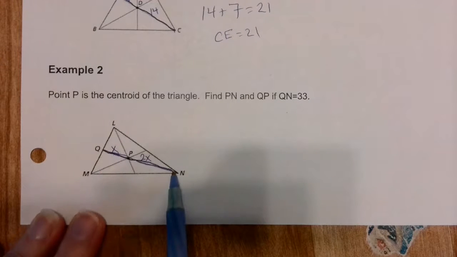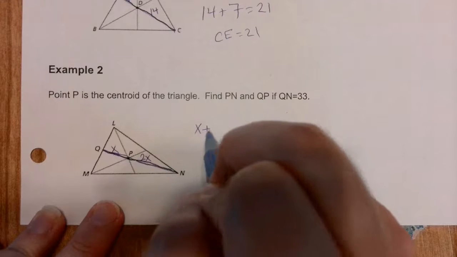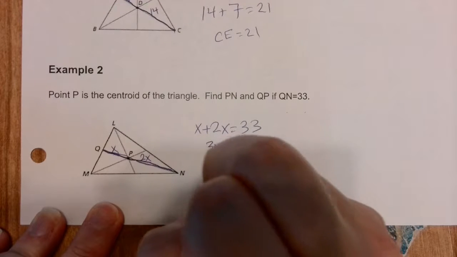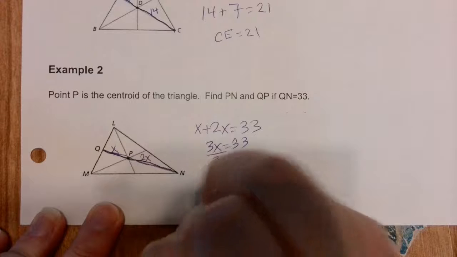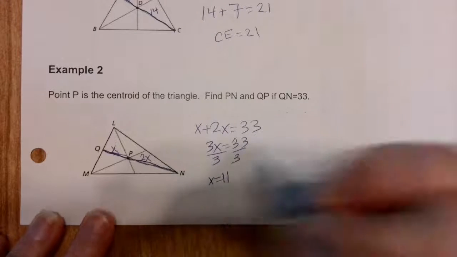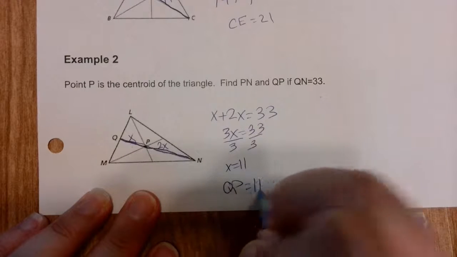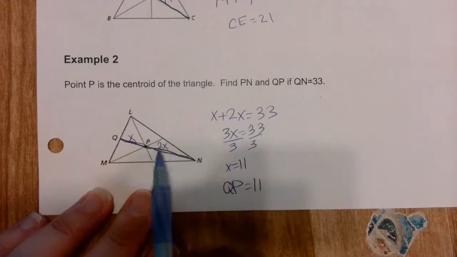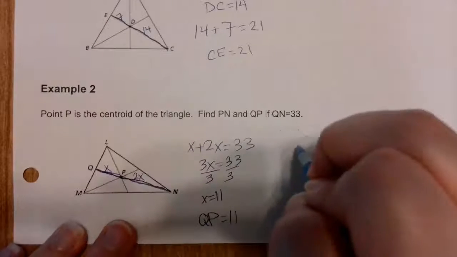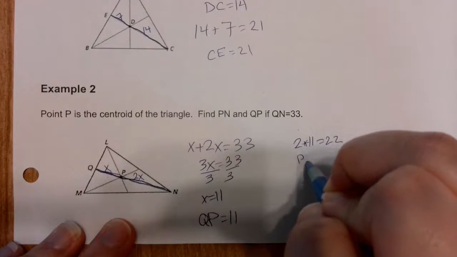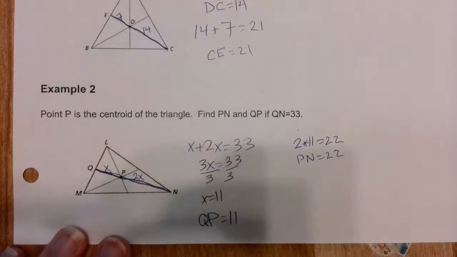And then we know the whole length, when you add them, X plus 2X is the 33. So 3X equals 33. Divide both sides by 3, and X equals 11. So QP is 11. PN is twice that. So 2 times 11 is 22. So PN equals 22. These are the two standard examples of medians. We're not going to do the constructions.